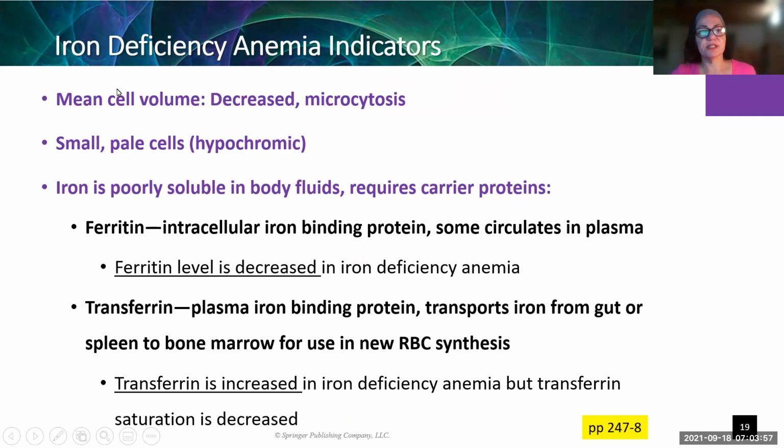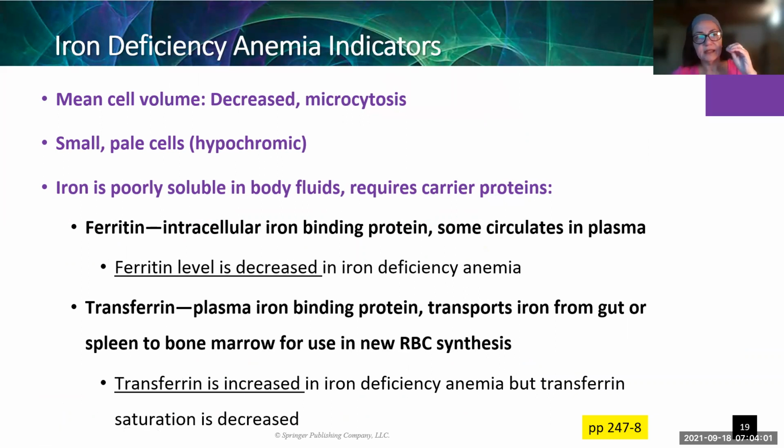Indicators of iron deficiency. The mean cell volume is going to be small. This is microcytic. They're going to be pale, hypochromic. But here are the more specific tests that are done to identify if this is an iron problem. So iron does not travel as loose iron in the bloodstream. It can't. It's damaging to our cells. And so it's bound to some other proteins. And here are the two most important ones.